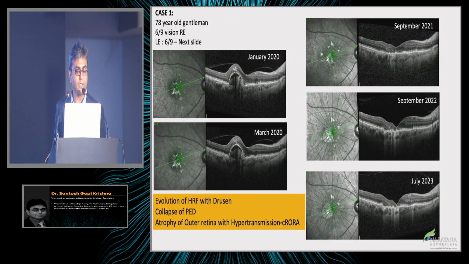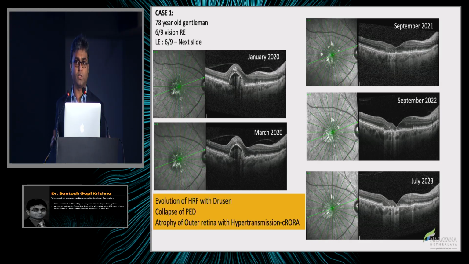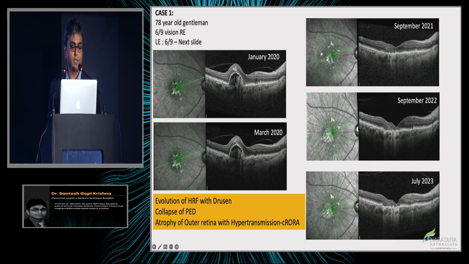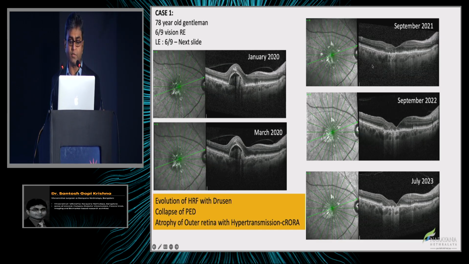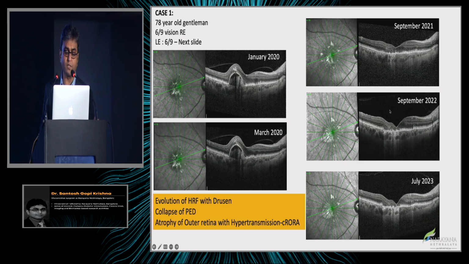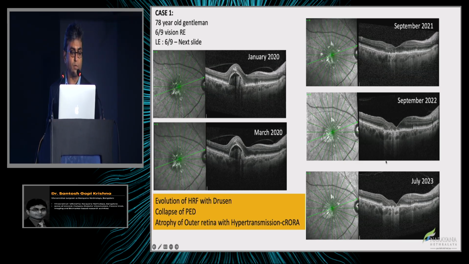So I have one case wherein I'll be covering both the extremes. In one I went in for a total outer retinal atrophy, and in the other I went in for a CNVM. This is a 78-year-old gentleman, presenting in January 2020 with HRF. You could see some mixed hyperreflectivity sub-RPE, and this was almost the same in March 2020, but suddenly he went in for an outer retinal atrophy, and this went on, but luckily the vision remained stable.